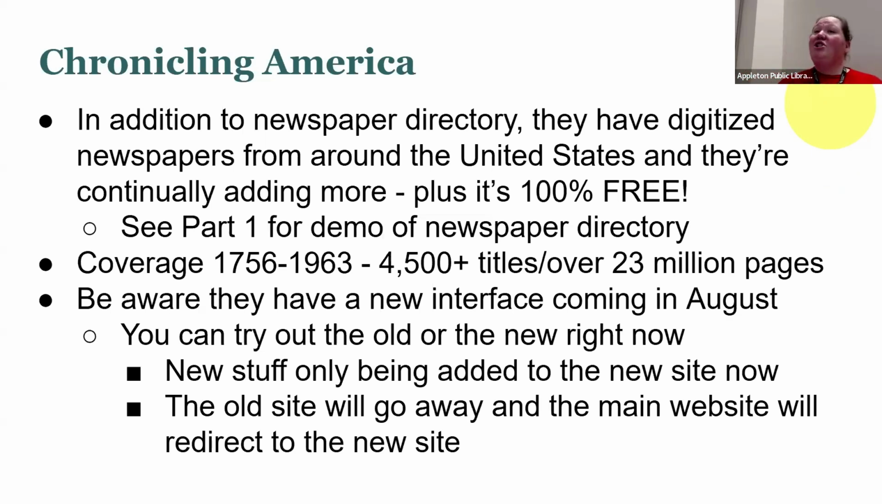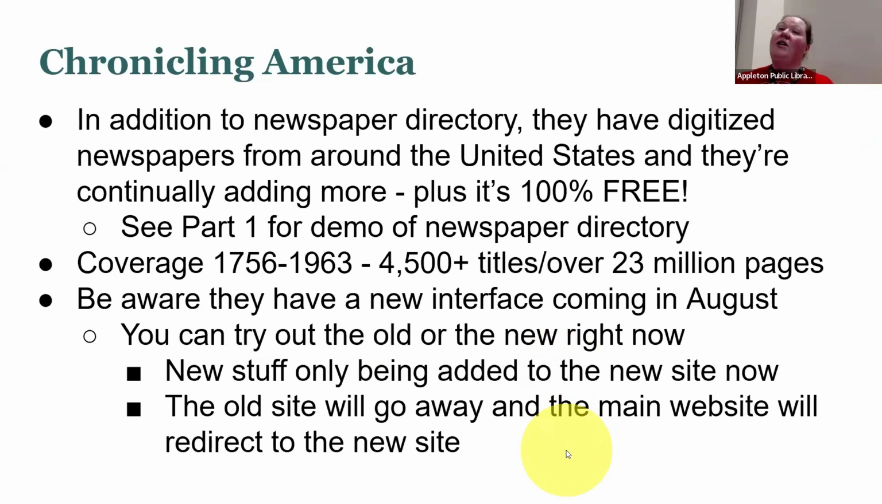If you wanted to see a demonstration of that newspaper directory, refer back to our recording from part 1 where I dive into that. But for the digitized newspapers, they cover between 1756 to 1963. They have over 4,500 titles and over 23 million pages. So hopefully you're going to find something on somebody that you're searching for in those pages that they have.